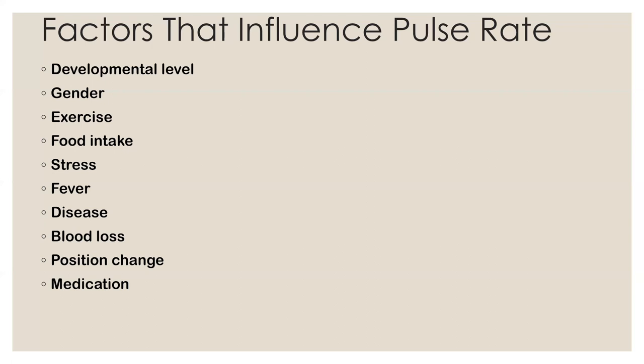Diseases such as heart disease, hyperthyroidism, respiratory diseases, and infections are generally associated with an increased pulse rate. Hypothyroidism, a low or slow thyroid, is associated with a decreased pulse rate. And then blood loss, like we talked about. Small blood loss is generally well tolerated and produces only a temporary increase in pulse rate. But theoretically, a large blood loss stimulates the sympathetic nervous system, bringing about an increase in pulse rate to compensate for that decreased blood volume, like we've talked about.